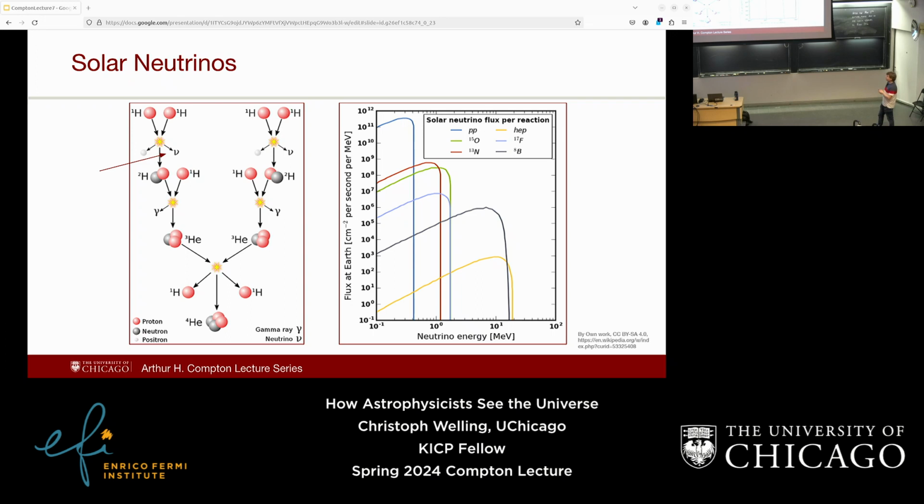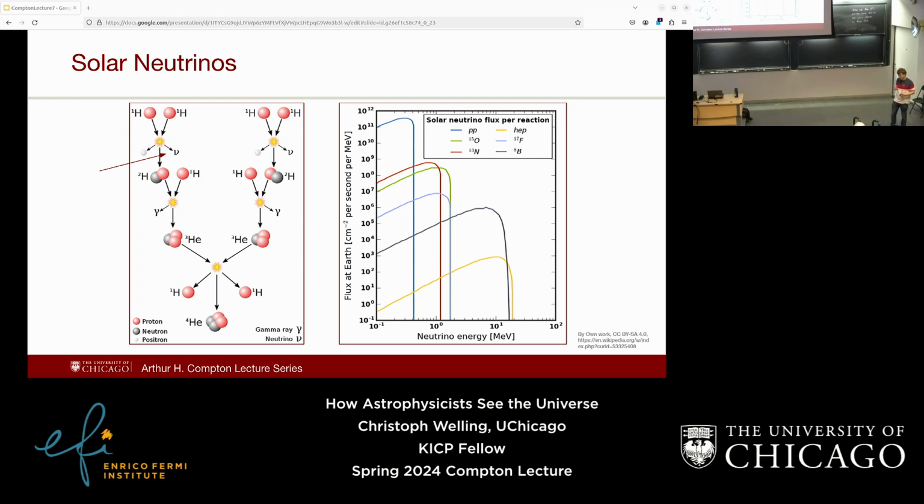And you can model this, and you can calculate how many of these neutrinos you should see. And then there are also other fusion reactions that I talked about that also produce neutrinos. So there was the CNO cycle, for example. And this shows how many neutrinos these different cycles will produce. You can see that, at least for our sun, the most neutrinos are produced by this chain reaction.